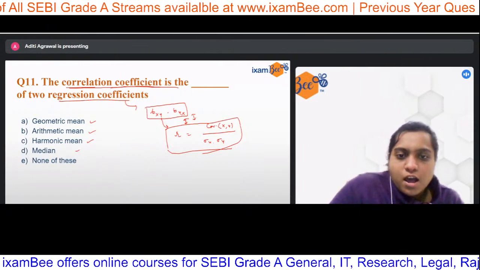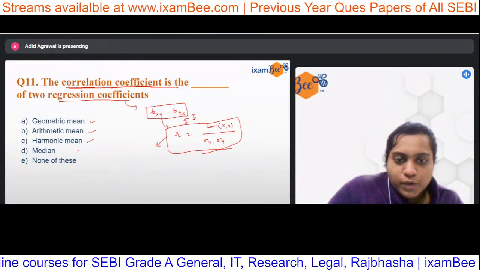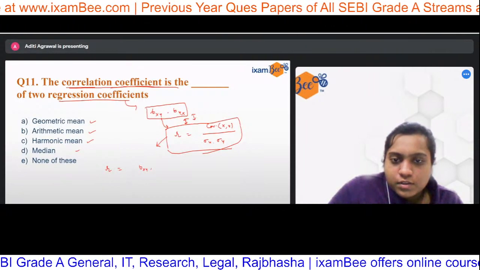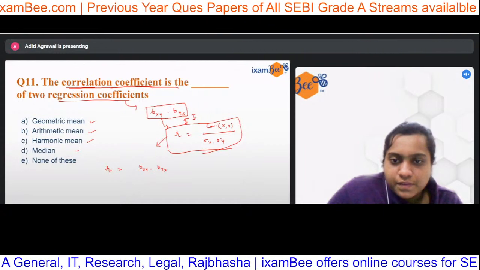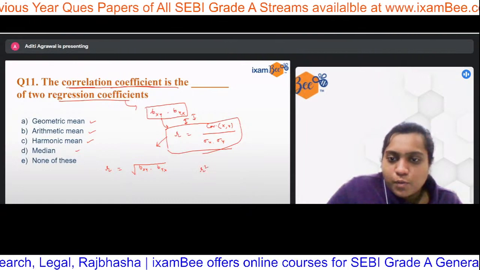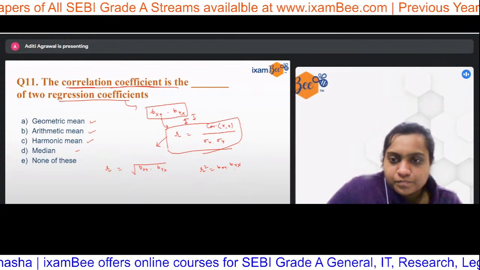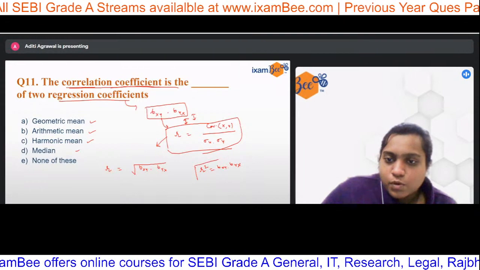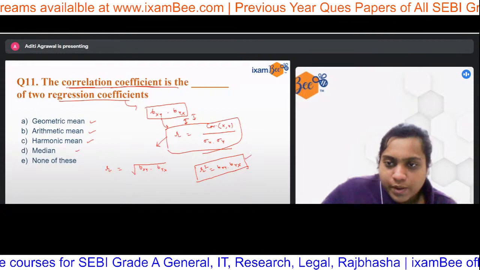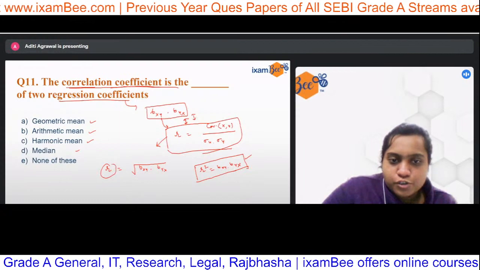So the coefficient of correlation r is the square root of the product of bxy and byx. So r squared is the product of bxy times byx. This is what we know: the product of the two regression coefficients is r square in the simple linear regression model. And when you take the square root of this, you have the coefficient of correlation, which is r.